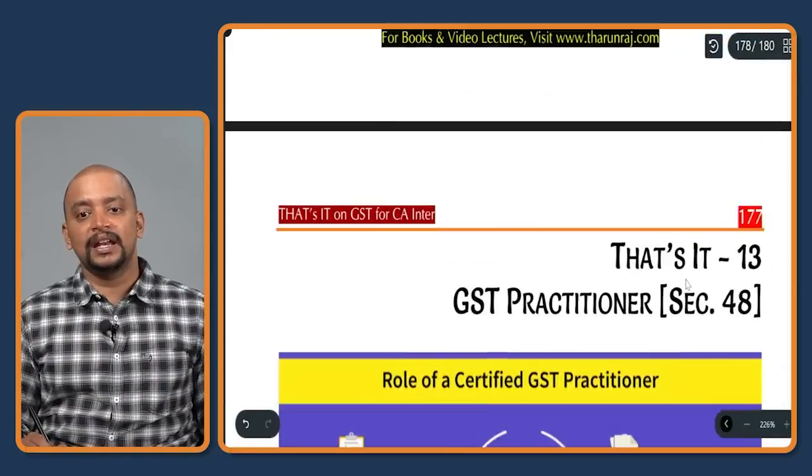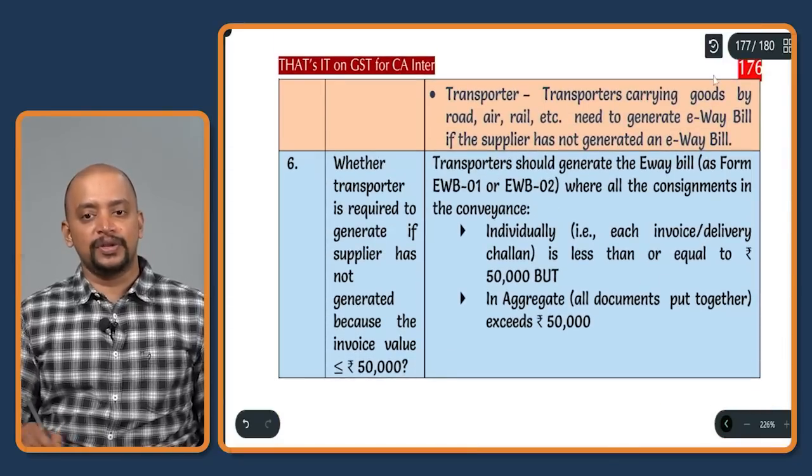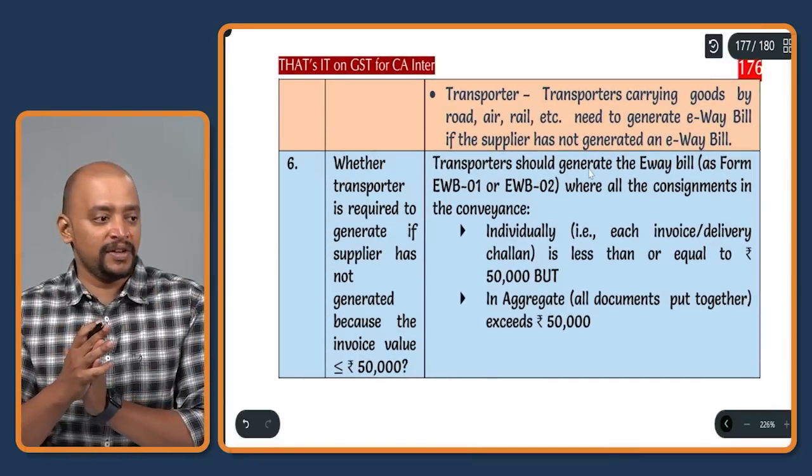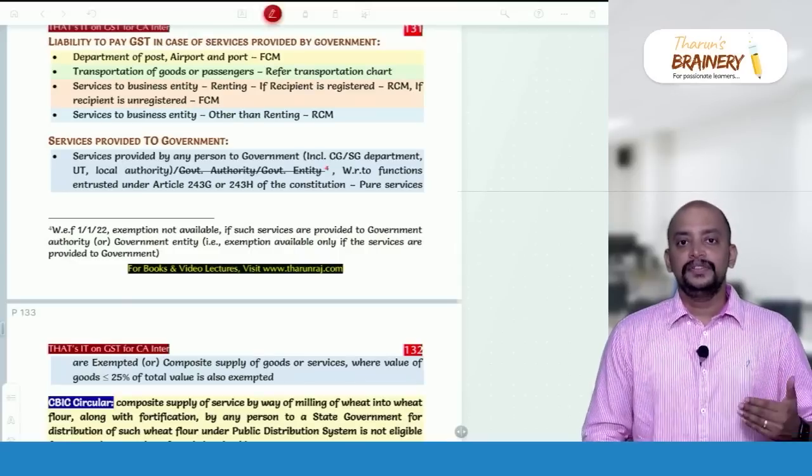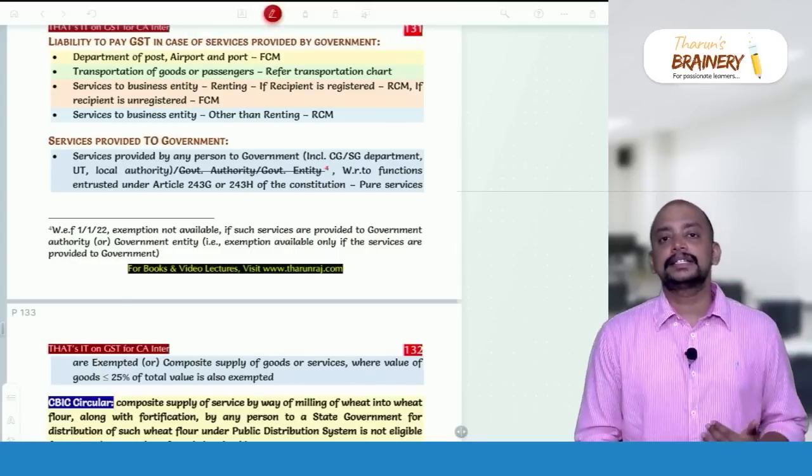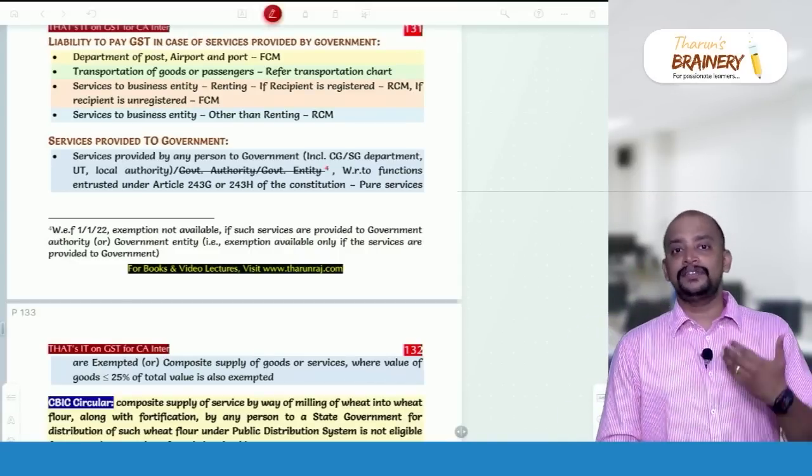Okay. Then next, with respect to this, these are the points you need to remember in the e-way bill. We are continuing with the next, that is services provided to government.